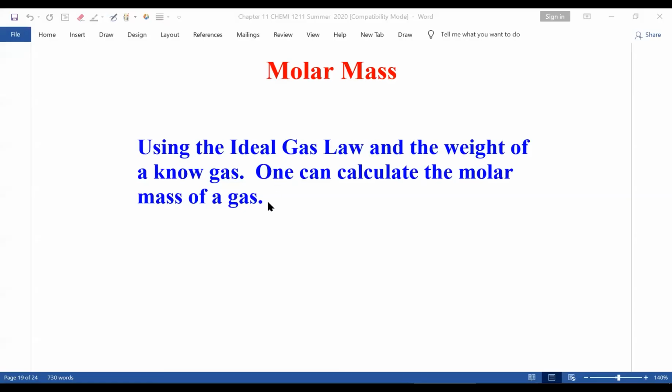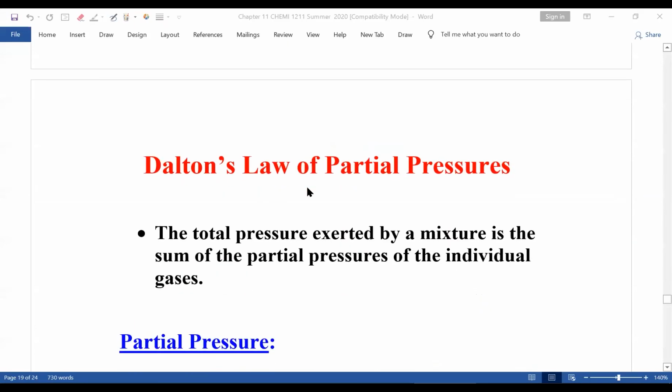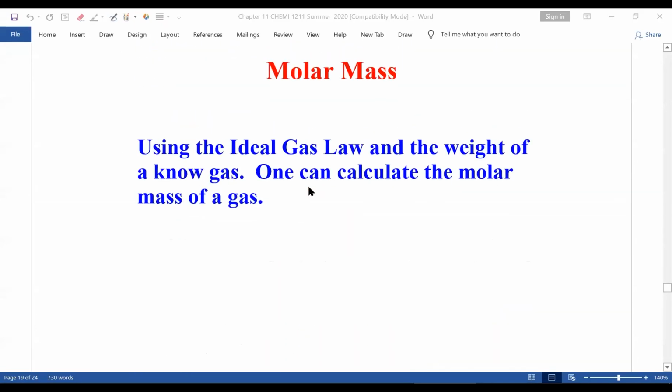And that is molar mass. Using the ideal gas law and the weight of a known gas, one can calculate the molar mass of a gas. Now, it turns out that was quite important to help chemists find out the mass of things like oxygen and everything else.